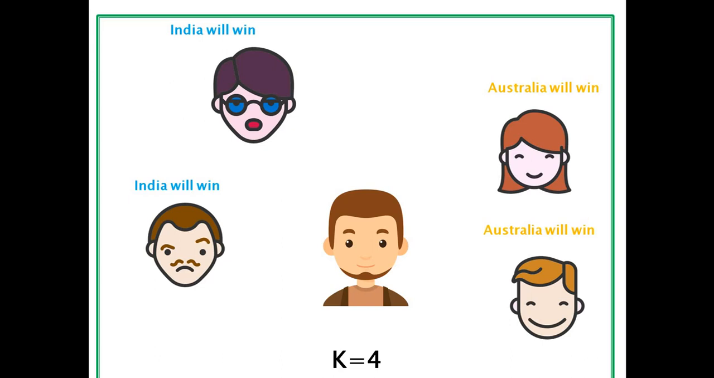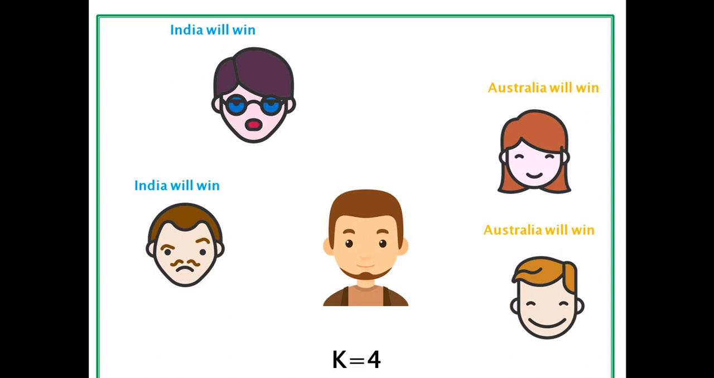So 2 people will tell India will win and 2 people will tell Australia will win. So the problem is I am not able to make a decision. So here there is a situation of a tie. This is the main problem that we have in the k nearest neighbors algorithm. How to deal with this is by choosing a value of k such that you are not making a tie. So if you choose k is equal to 3, you are choosing the optimum value.